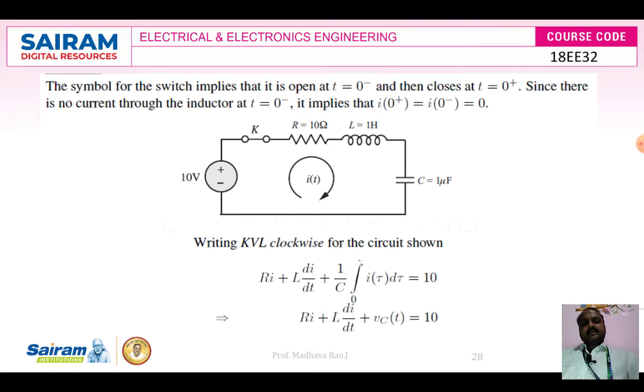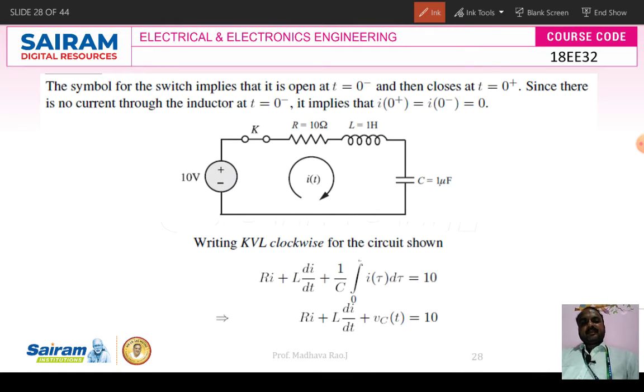Since it is an open circuit, the i value will be 0. Since no current flows through this inductor at t equal to 0 minus, it implies that i of 0 plus equals i of 0 minus equals 0. So after just closing the switch, the current flowing through the inductor is 0.